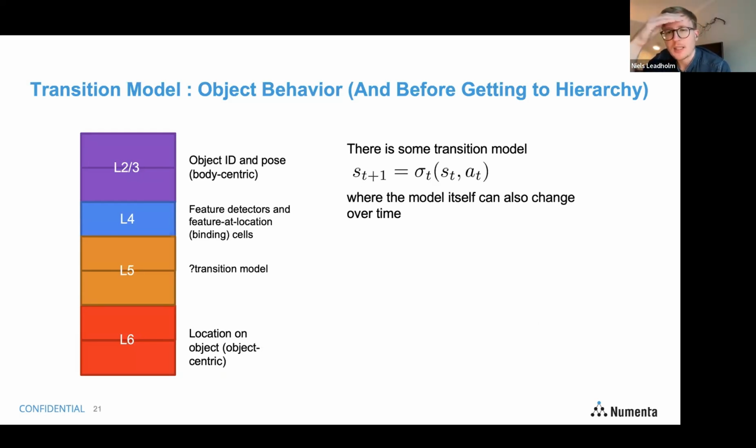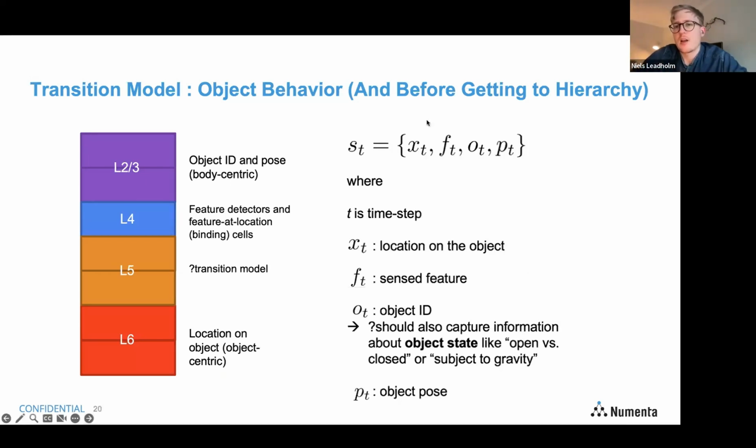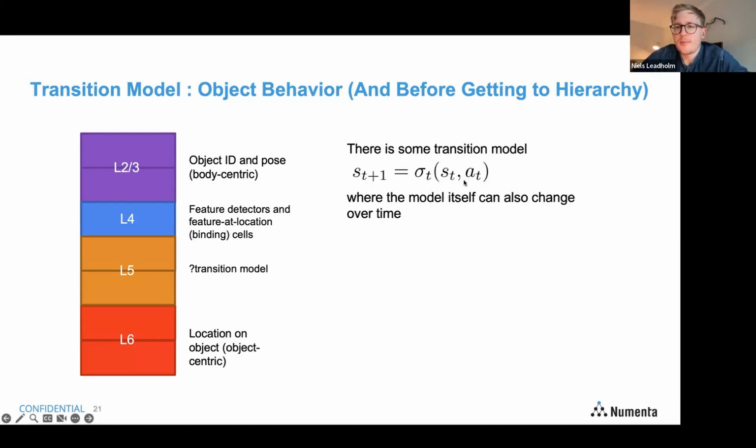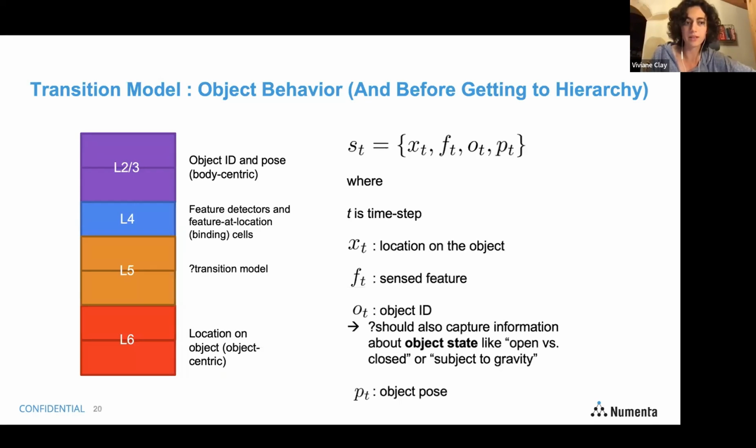So let's just say there is some transition model that somehow captures all of this, like basically how all of this is going to change given the current state, the current set of all these state variables, and some action. So the variables you showed on the slide before would not necessarily all be in layer 5. They would be represented in other layers, and layer 5 tells us how to move through those given actions.